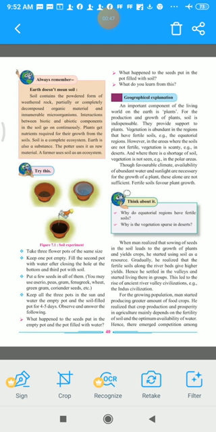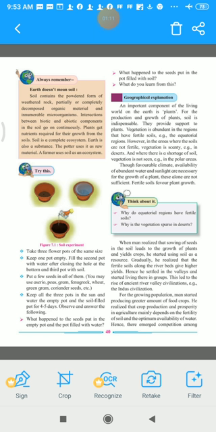So now let us continue our lesson on page number 40. Open your textbook, page number 40. Always remember, earth doesn't mean soil. Remember that earth is not the same as soil. Soil contains the powdered form of weathered rock. Now, only I said that, yes or no?